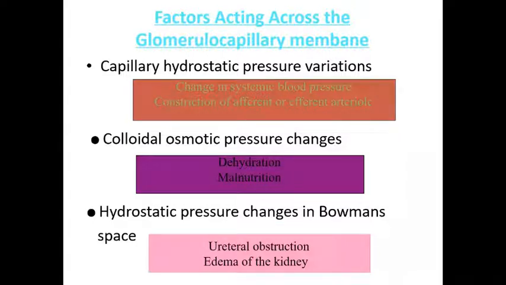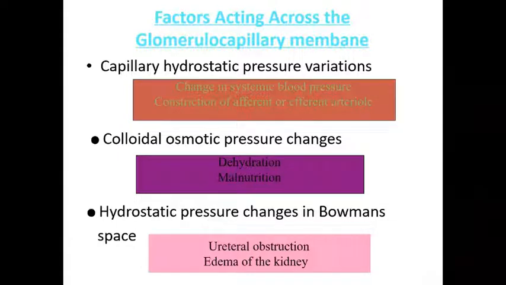Then the colloidal osmotic pressure changes. The colloidal osmotic pressure changes are due to the presence of proteins. So in case of dehydration, it means that you don't have much water in the body. So there will be hemoconcentration of plasma protein. The plasma protein concentration is going to increase. Why? It's because you have less water. So if the concentration of plasma protein is increasing, it means that the oncotic pressure is going to increase, and that will oppose filtration.